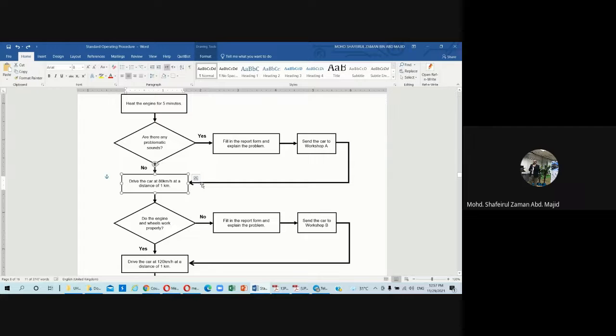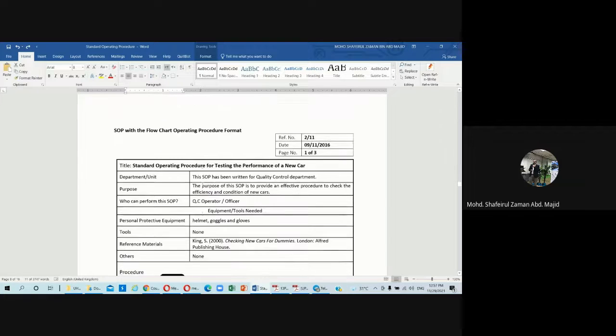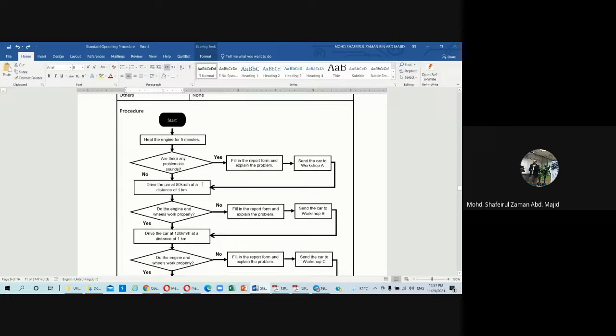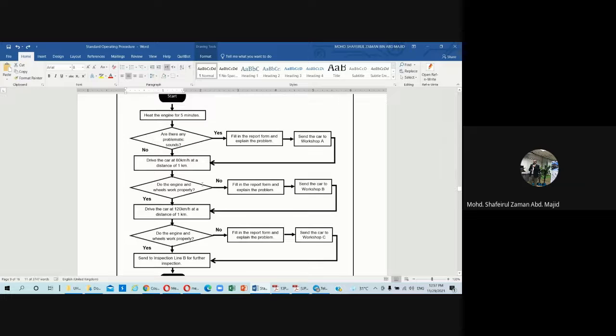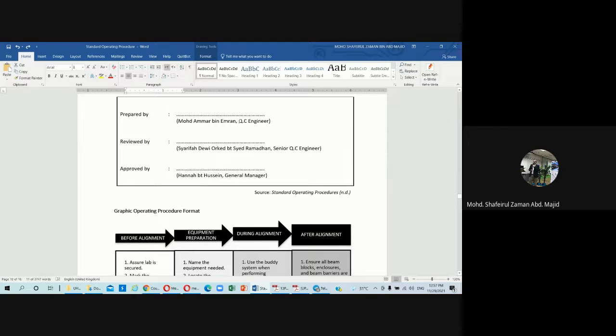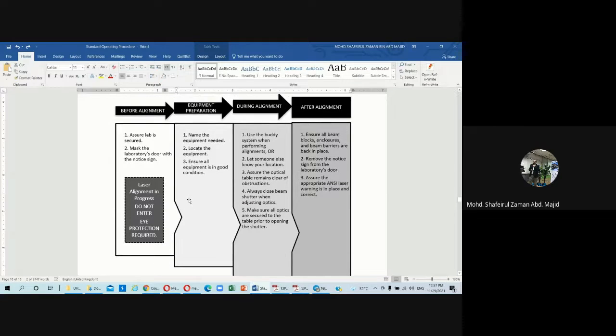Okay. And this is the example of flowchart SOP. And this is how you're going to write it in the template. Okay, you can look at the example given here. Right? So QC engineer, senior QC engineer, general manager, for example. So this is on graphical operating procedure or graphic SOP.